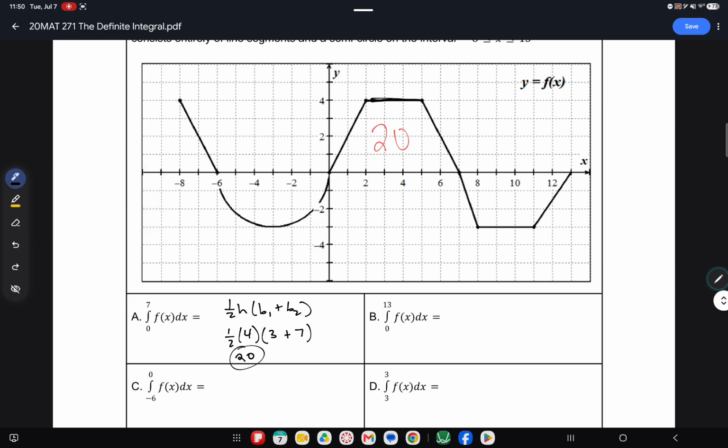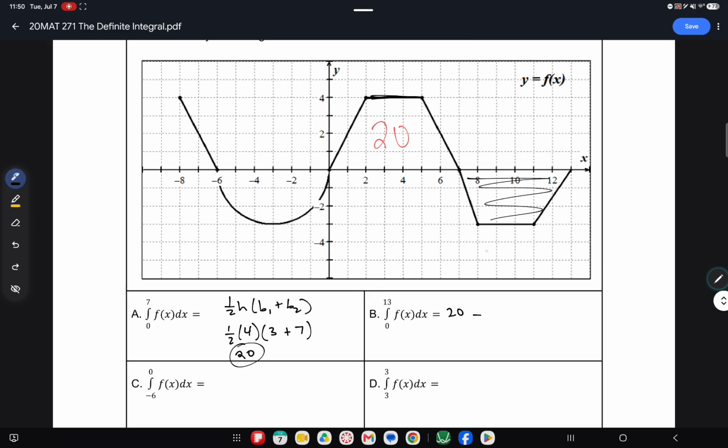Okay. Now let's go from 0 to 13. So from 0 to 13, we know that first part is 20. And then we now know what negative area is. So really, instead of plus, I should have put minus, because I'm going to subtract off this area here.